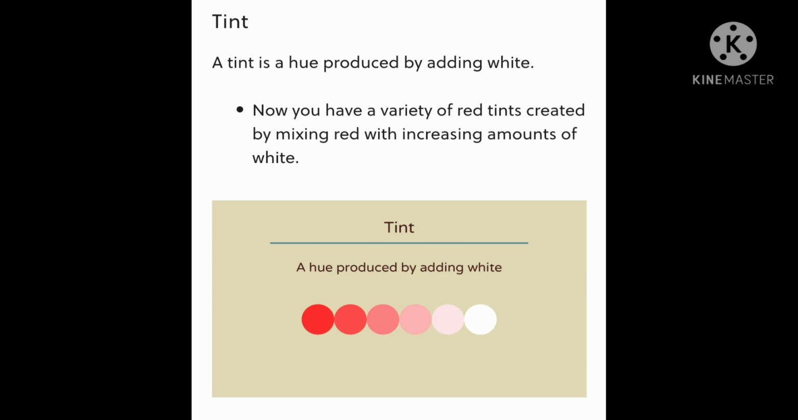As you can see, the bright red changes towards a lighter tone of pink, and finally towards baby pink and moving to white, and how the color changes when we add white to a particular hue is introduced in this particular section.